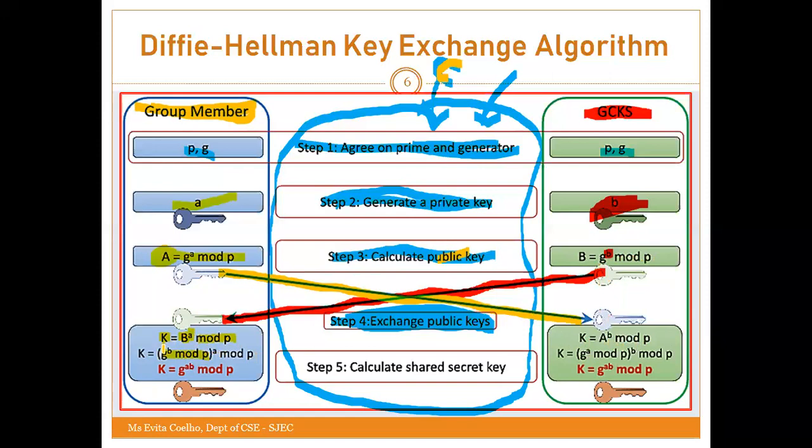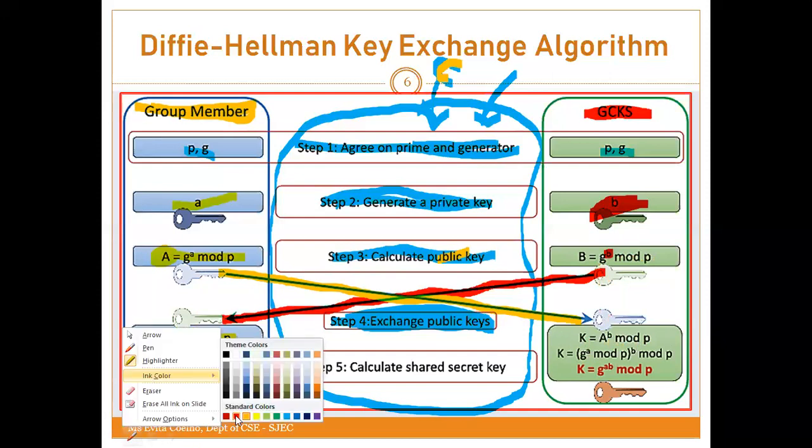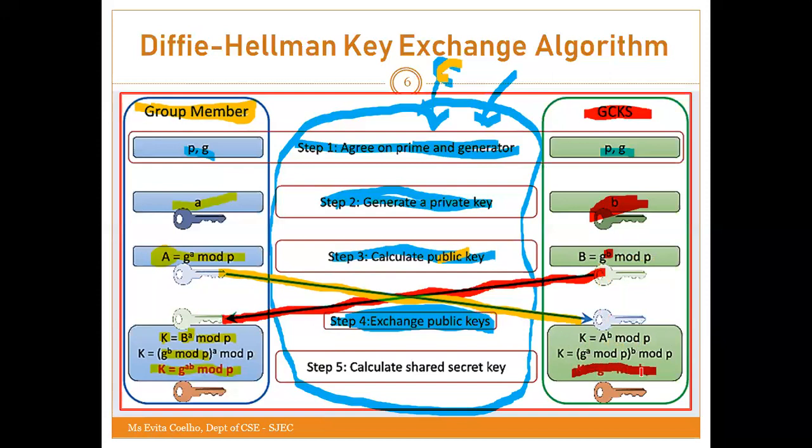Using the properties of modular arithmetic, what Alice computes is g raised to the power of ba, which can also be written as g^ab mod p. And what Bob computes is g raised to the power of ab mod p. Ta-da! It's the same. So this is the shared secret key. So let's revise this again.